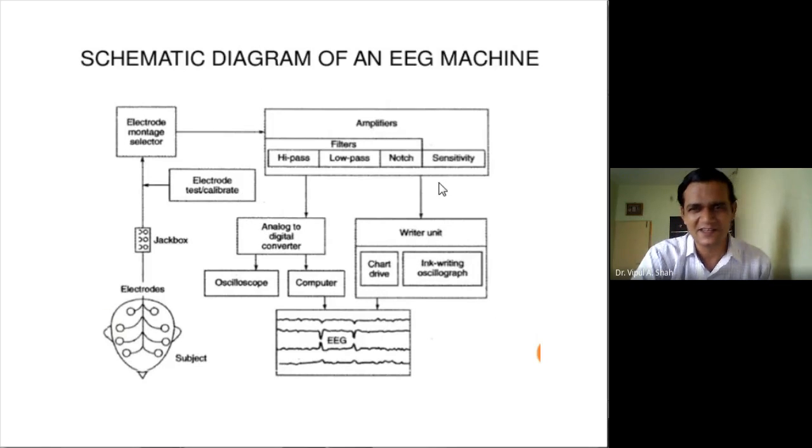This is a typical diagram of an EEG machine where electrodes are kept here. These electrodes are nothing but your sensing elements. So this is my subject. Electrodes are kept in this particular fashion. Maximum 64 electrodes you can have as per your requirement. And then this is the signal which is generated from the computer. So this is the typical schematic diagram of an EEG system where the human brain activity is being monitored and finally shown in terms of EEG.